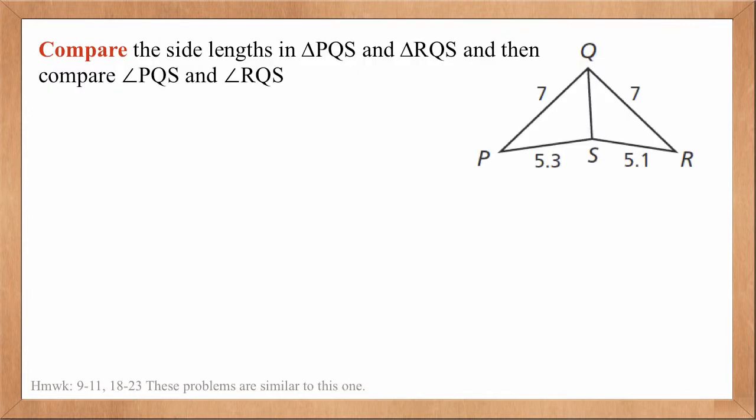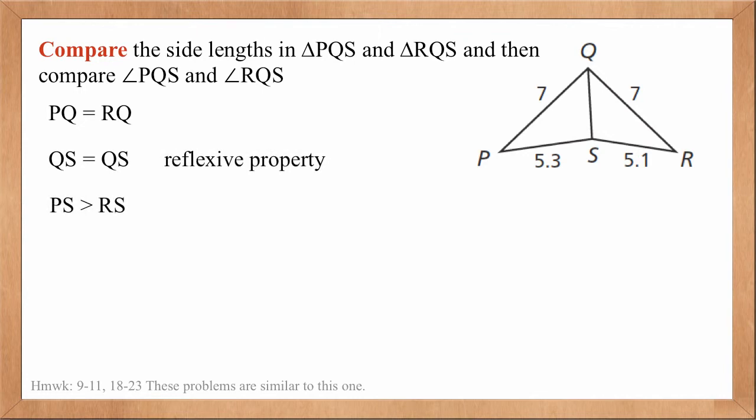Let's look at the following. Compare the side lengths in triangle PQS and triangle RQS, and then compare angle PQS and RQS. Well, first thing, we know that segment PQ is equal to segment RQ. It's given. They're both 7. We know that QS is also congruent or equal to QS. That's the good old reflexive property. We know that PS, segment PS, is larger than segment RS. That's given. PS is 5.3 and RS is 5.1.